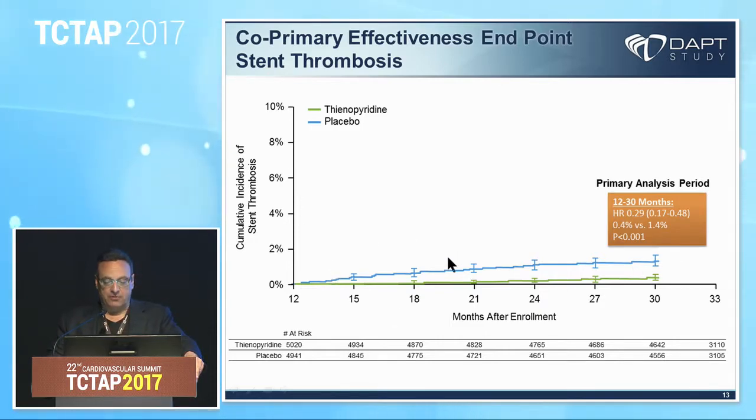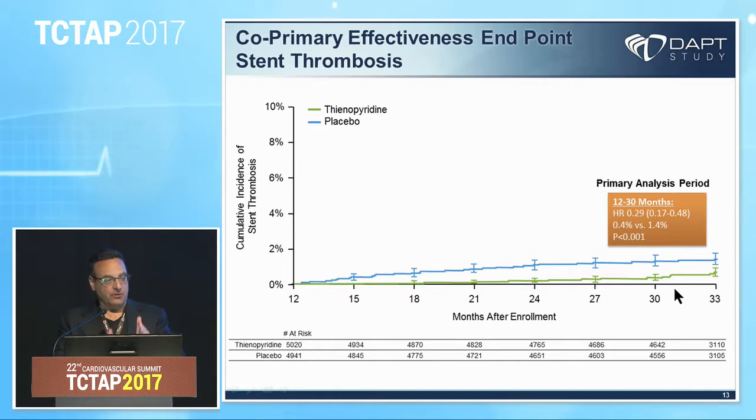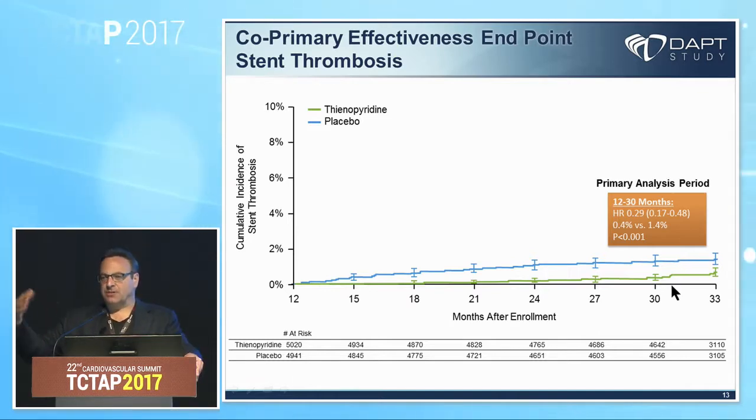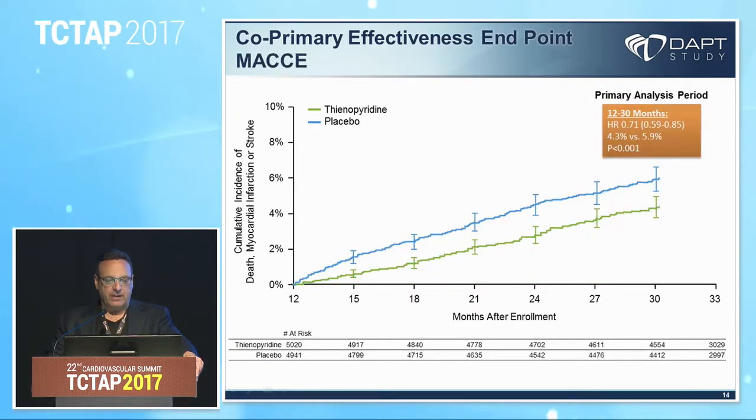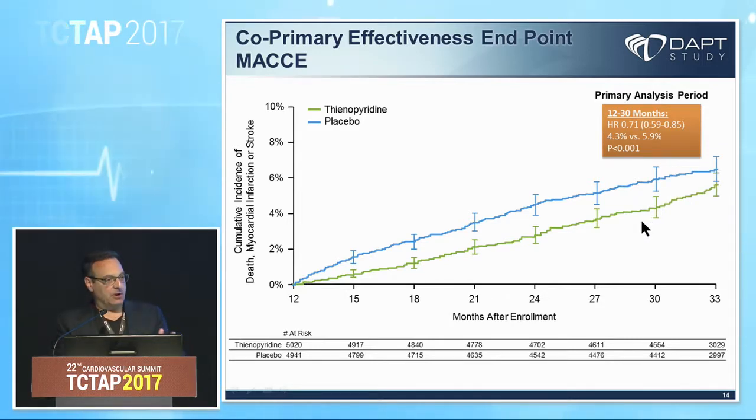So here is stent thrombosis, a nice risk reduction of about 70% in stent thrombosis with prolonged DAPT. When you come off the DAPT, there's a little convergence of the curves. The curves start to come together, suggesting that there was continued benefit and 30 months may not be enough. That effect is even more striking when we look at the composite endpoint of major adverse cardiac and cerebrovascular events. Again, about a 29% relative risk reduction from month 12 to month 30. You stop the DAPT and the curves start coming back together.